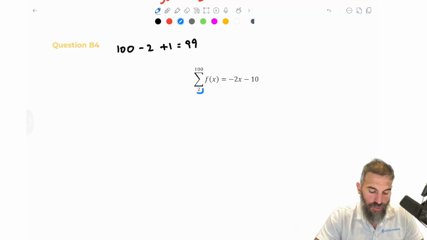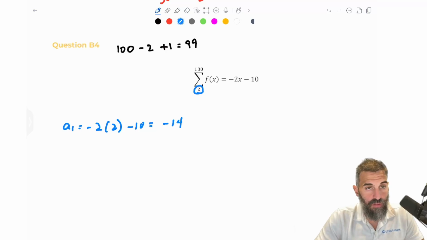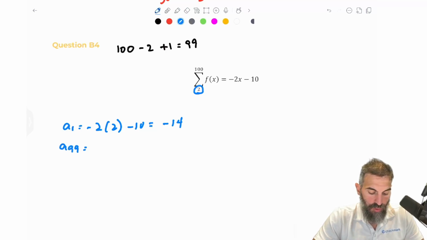Now, my first term I'm going to find by plugging in the 2. So my A1 is minus 2 times 2 minus 10. So that's negative 14. And then my 99th term, because there's 99 terms, my AN, or A99, whatever you want to call it, you plug in 100. So minus 2 times 100, that's negative 200, minus 10 is negative 210.